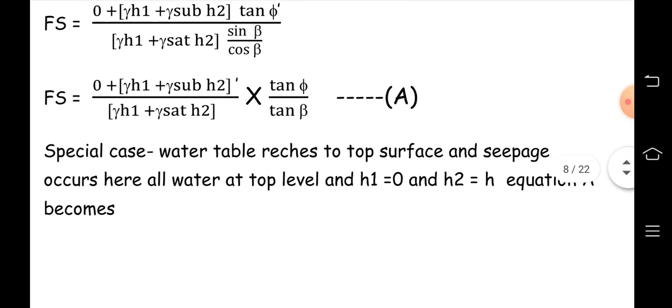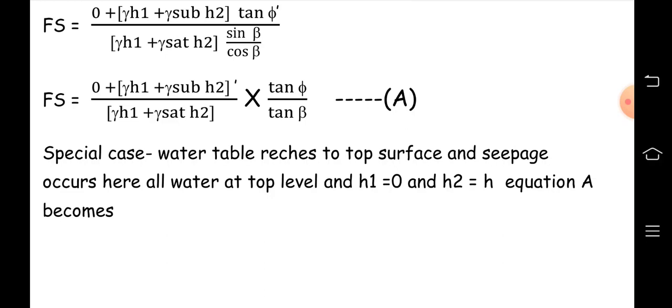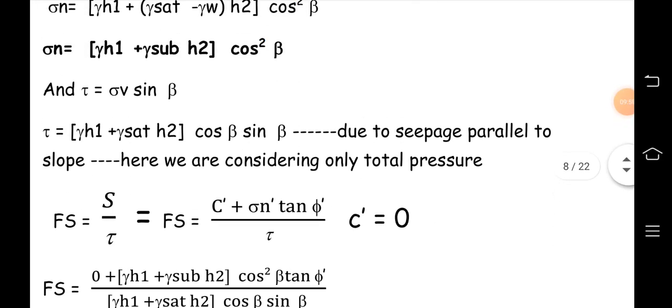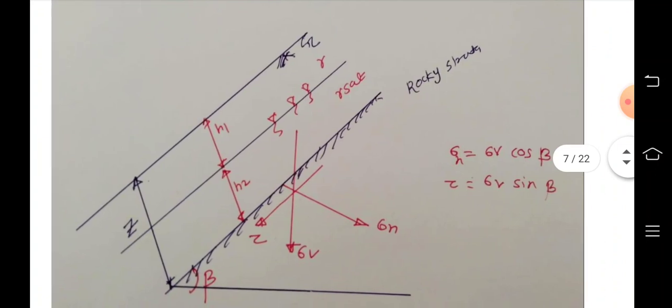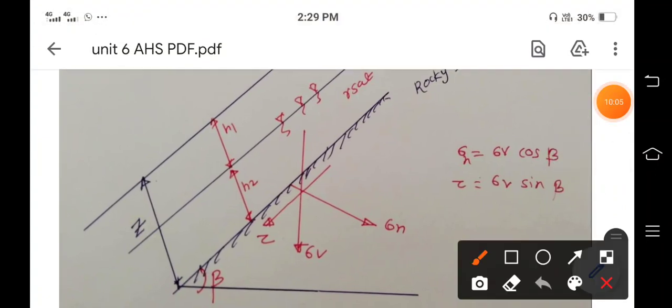There is one special case: if our water table reaches the top surface and seepage occurs, so all the water is at the top level, H1 equals 0 and H2 equals H. What will happen if this water table reaches the top level? The value of H1 will be equal to 0, because the water table occurs at the top, and the value of H2 we can call H2 equal to H.